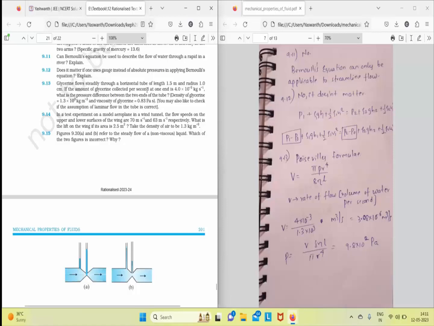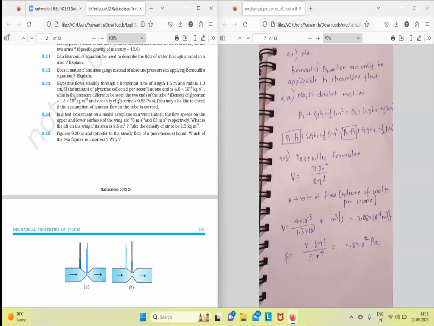So in this example, he took glycerin and he is sending glycerin through a horizontal tube which is of length 1.5 centimeters and its radius is 1 centimeter. And what he's saying is at one end the glycerin is collecting at a rate of 4 into 10 power minus 3 kg per second.